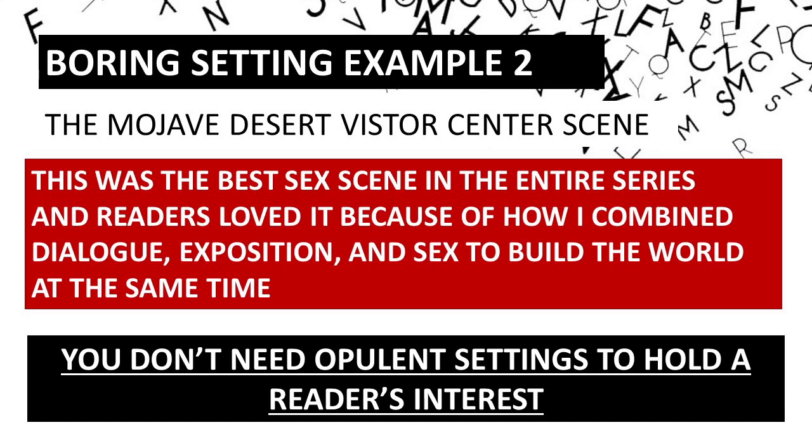Okay, so boring setting example number 2. In my Dirty, Dark, and Deadly series, Come Back and Coming for You, the main characters, Harper, James, and Sasha, are driving through the Mojave Desert, and they stop at a visitor center. Now, if you've ever seen the visitor center in the Mojave Desert, it's not very interesting. But I made it really interesting, and this turned into the best sex scene in the entire series because of how I combined dialogue, exposition, and the sexy parts to build a world at the same time. So you don't need an opulent setting to hold a reader's interest. You just need to know what to do with it. So be original when you come up with your world building.